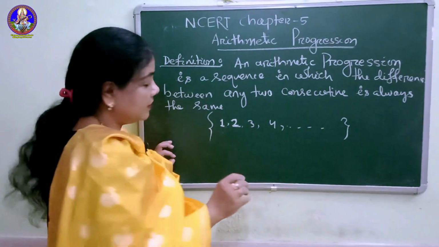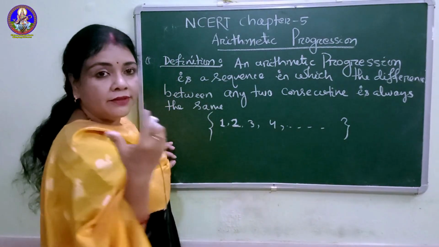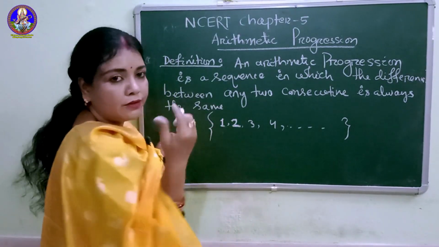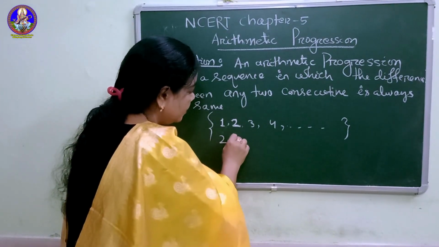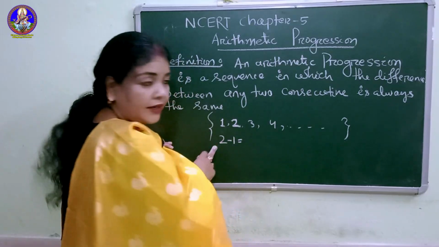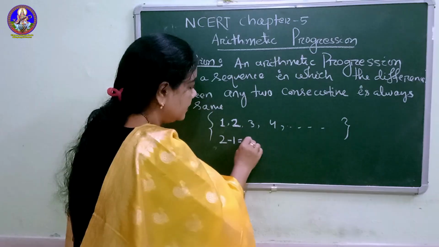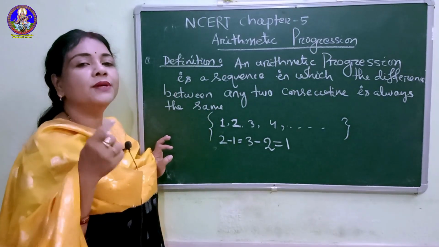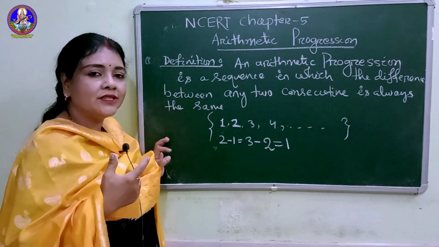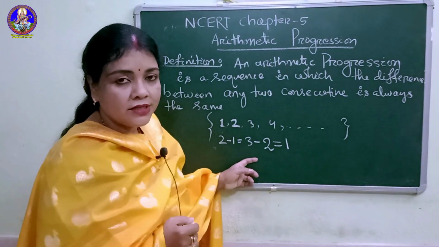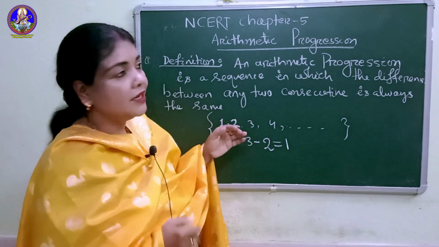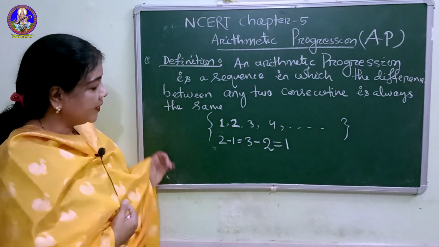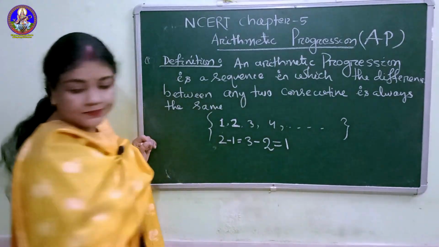If you take the difference between two consecutive numbers, for example 1 and 2, 2 minus 1, second term minus first term, is equal to third term minus second term, which is always 1. The difference is always the same, whatever may be the first number. If this type of condition is satisfied, it comes under arithmetic progression, in short form AP. So let us take another example.